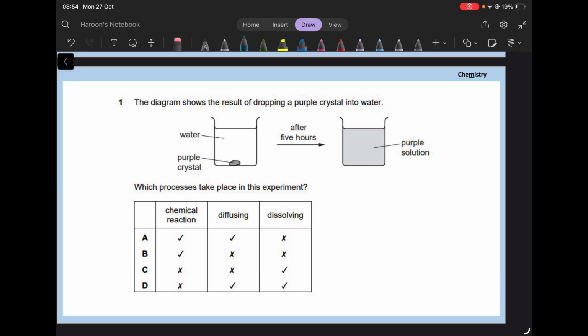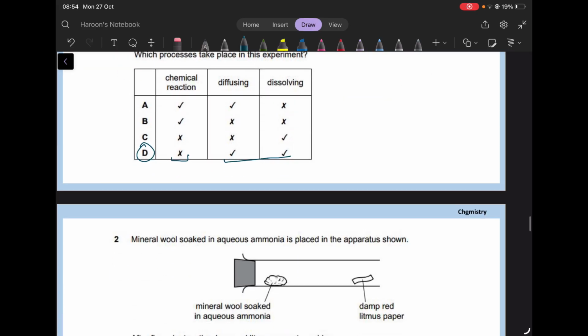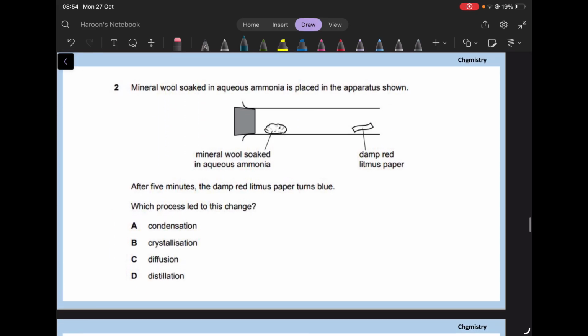Which processes take place in this experiment? This is similar to one of the previous questions. This is diffusion, so a cross should be in front of the chemical process, and both diffusion and dissolving need to take place, because in solids, which we have the purple crystal over here, in solids diffusion cannot take place. D is the answer.